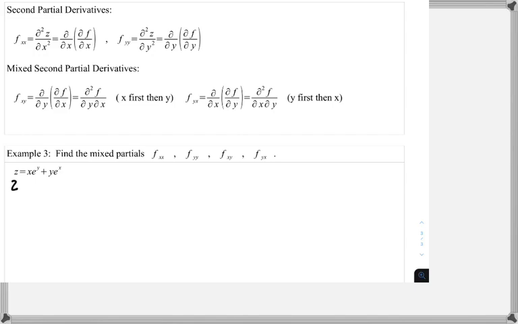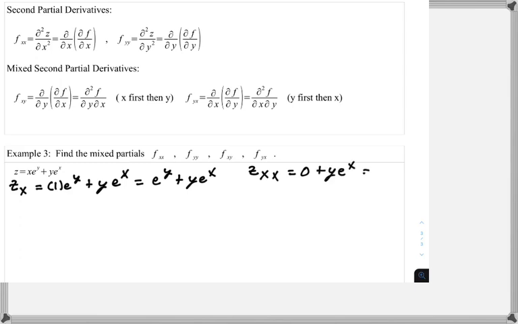So we're going to find the mixed partials, fxx, fyy, fxy, and fyx for z is equal to x e to the y plus y e to the x. So we're going to take the partial derivative with respect to x, which is going to be 1 e to the y plus y e to the x, which is e to the y plus y e to the x. And then we're going to take that and take the partial derivative with respect to x again. And so e to the y will be 0. Its derivative is 0 with respect to x. And then plus y e to the x. So that will be y e to the x, which will be the second partial derivative with respect to x.